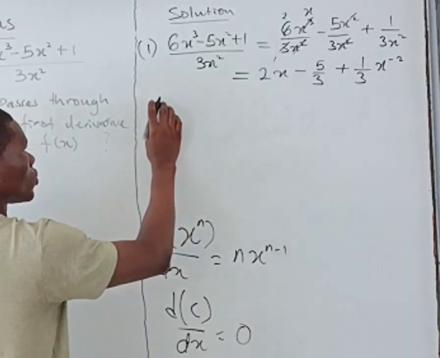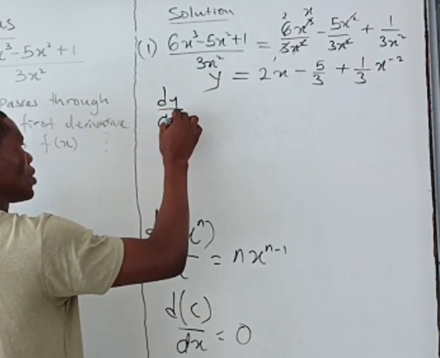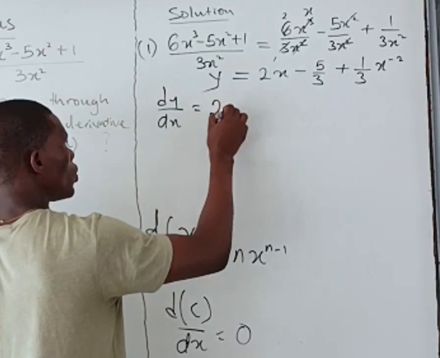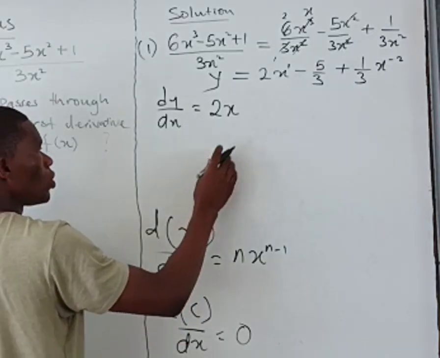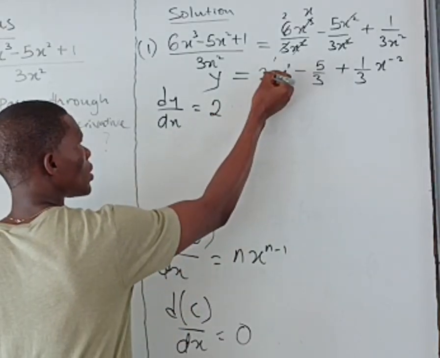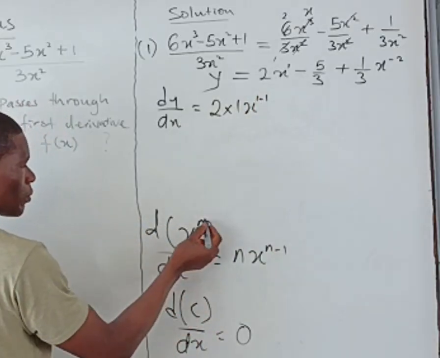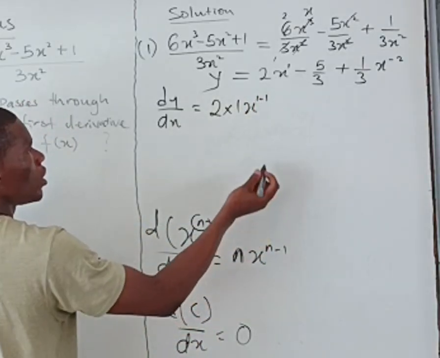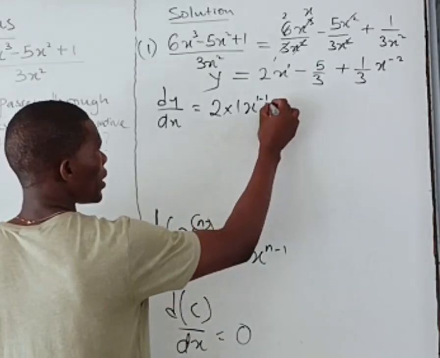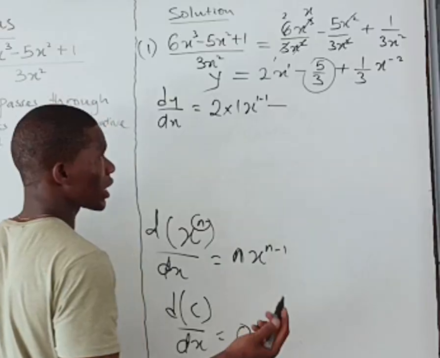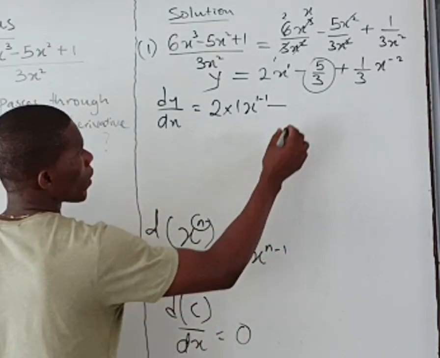So when we differentiate this function, let's say this now is equal to y, then we have dy over dx equals to, this is 2x. Now we have 1 here as the power, so this 1 will multiply the 2 that's already here, then subtract 1 from the power. Minus, now this 5 over 3 here is a constant. It has no x, right? It's a constant. So when you differentiate the constant, it becomes 0.